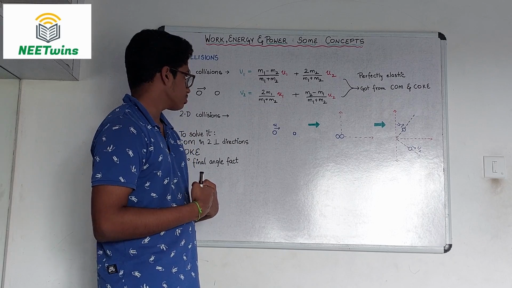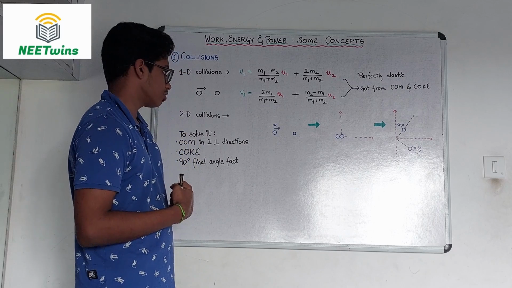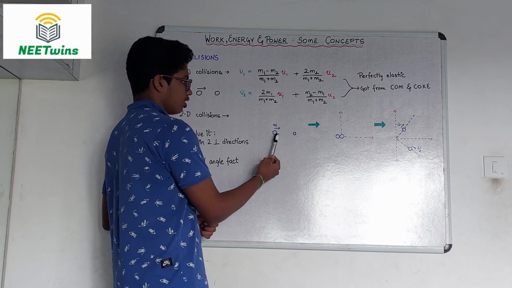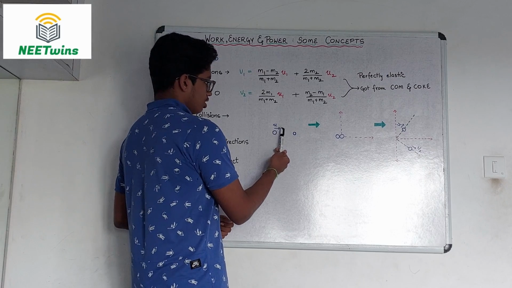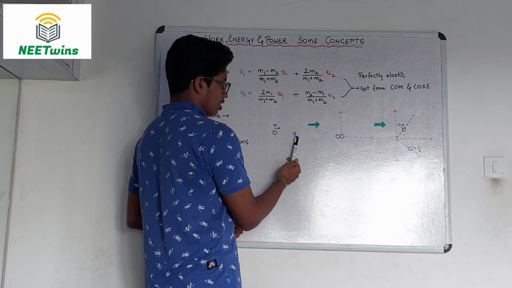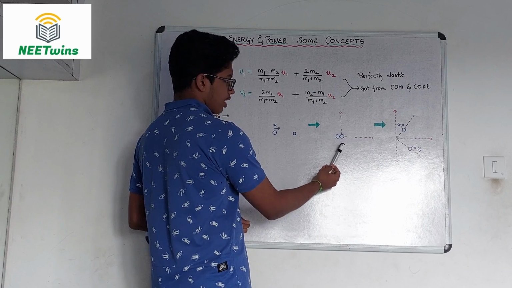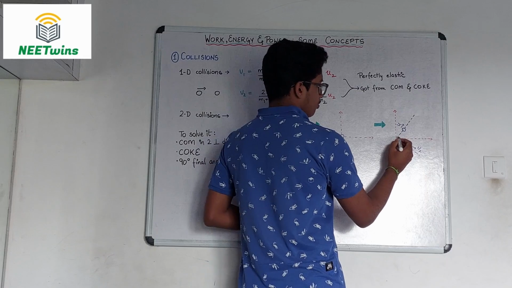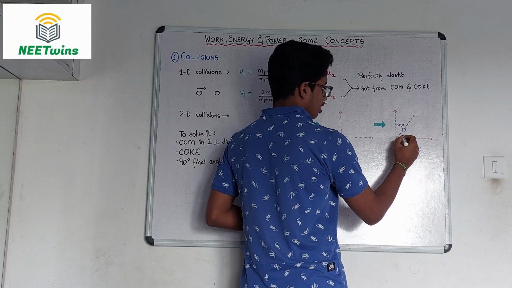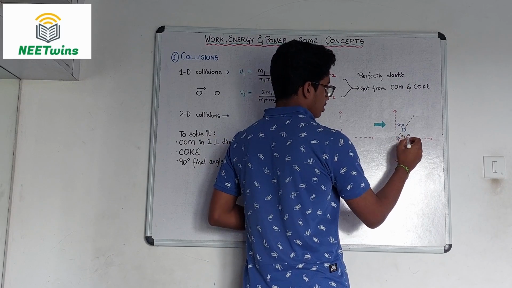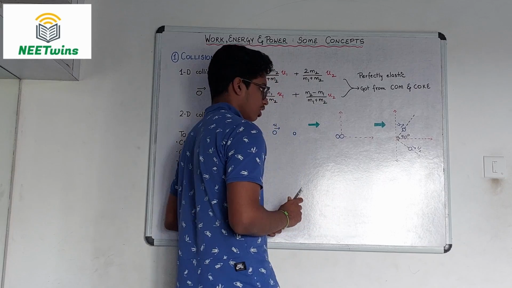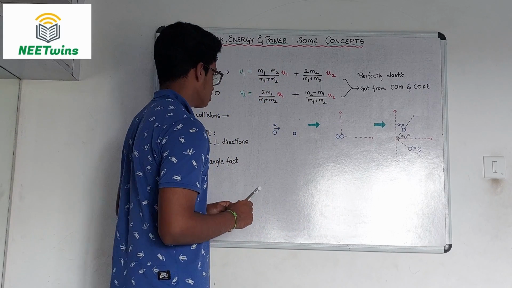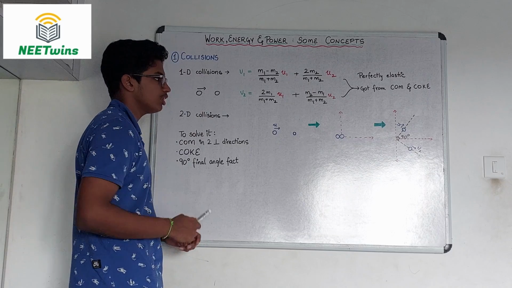So next let's move to the concept of two-dimensional collisions. As you can see here, a moving ball with initial velocity u collides with a stationary ball, and this is the point of contact, and after that the two balls fly at an angle of 90 degrees to one another, as in the case of a perfectly elastic collision. To solve such problems, you need to use three things. One is the conservation of momentum in two directions.